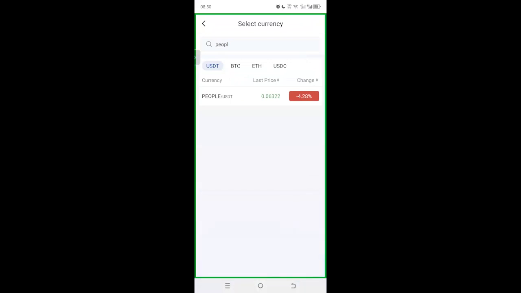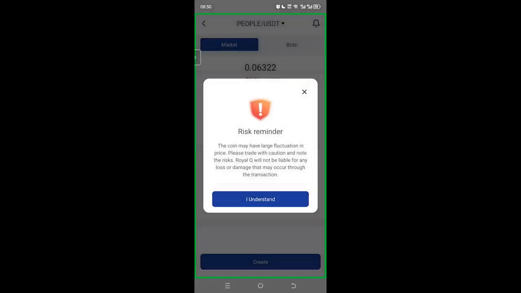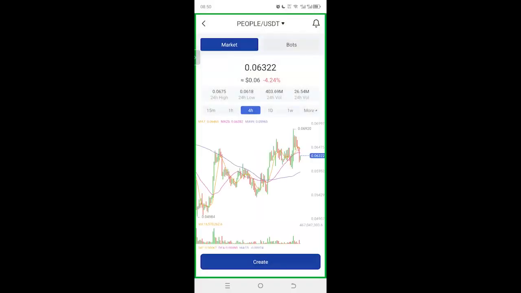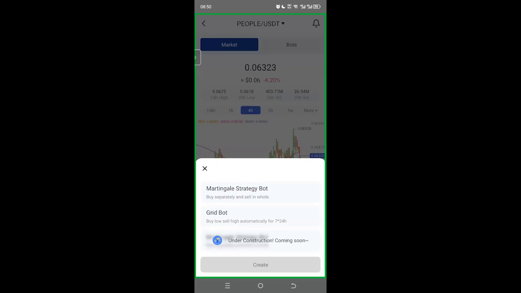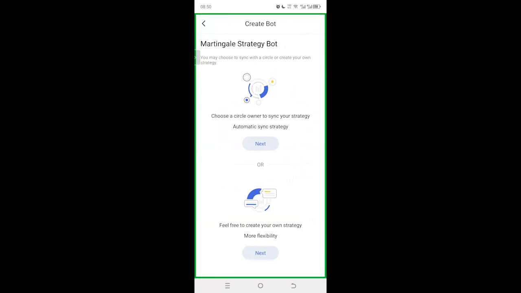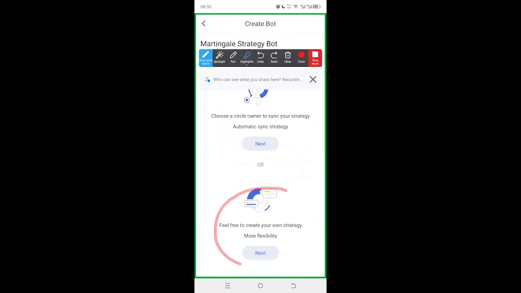Tap here. You see how it is? What do you do? Come. Tap create. Martingale strategy. Create. Now feel free to create your own strategy.